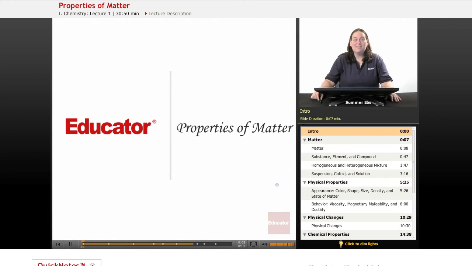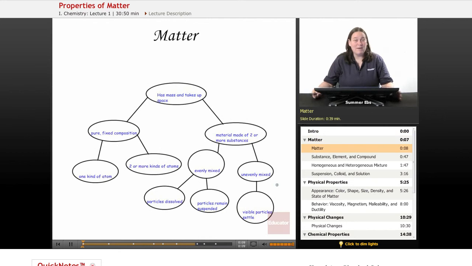This is the first lesson in physical science, properties of matter. So what is matter? Matter is something that has mass and takes up space. So we're actually going to write that into our first empty space here.